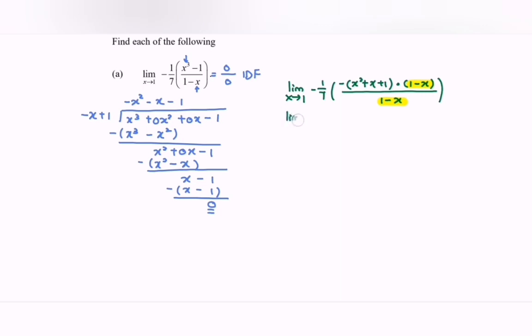So limit when x approaching 1 for the situation negative 1 over 7, multiply with negative bracket x square plus x plus 1. So kindly substitute the 1 into the situation. So here we have 1 plus 1. So conclusion we have 3 over 7. So as x approaching 1 for the function, then we will have the value of y approaching 3 over 7.